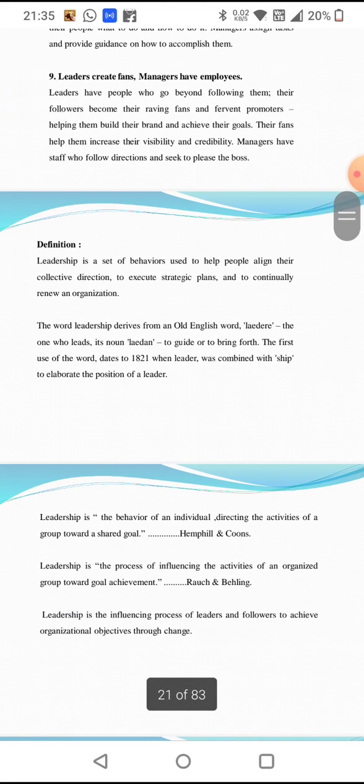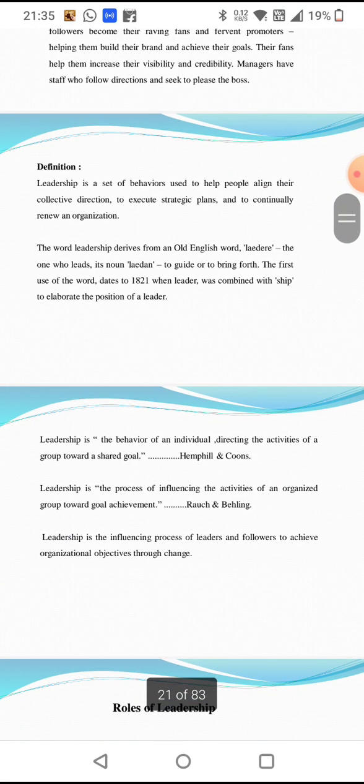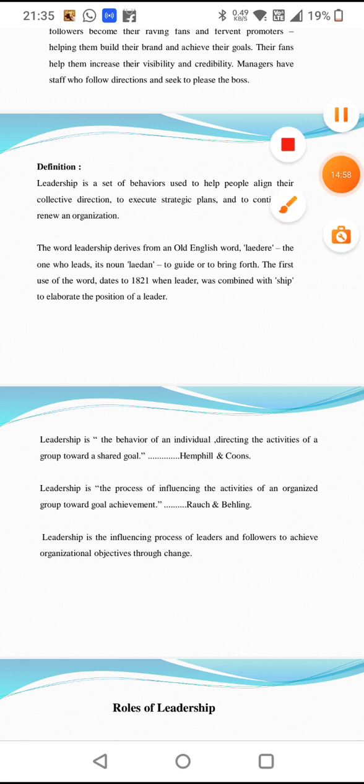Now let us move on to the definition of leadership. Leadership is a set of behaviors used to help people align their collective direction to execute a strategic plan and to continually renew an organization, right? The word leadership derives from an English word called leader, the one who leads, its noun being laden, to guide or to bring forth. The first use of the word dates to 1821, when leader was combined with ship to elaborate the position of a leader.